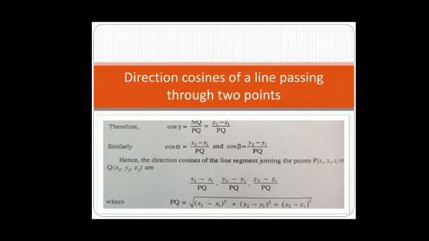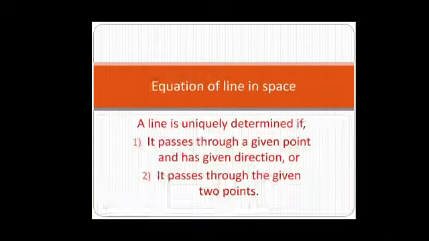So, the direction cosines of the line passing through 2 points, that is P(x1, y1, z1) and Q(x2, y2, z2), are x2 minus x1 upon PQ, y2 minus y1 upon PQ and z2 minus z1 upon PQ, where PQ by distance formula is equal to under root of x2 minus x1 whole square plus y2 minus y1 whole square plus z2 minus z1 whole square.